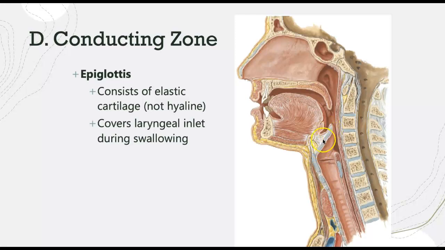And just another view of that epiglottis from a sagittal view. We see the epiglottis over here. It is made up of elastic cartilage, not hyaline cartilage, and can cover up that laryngeal inlet during swallowing to prevent that food and fluid from moving down into the trachea here.